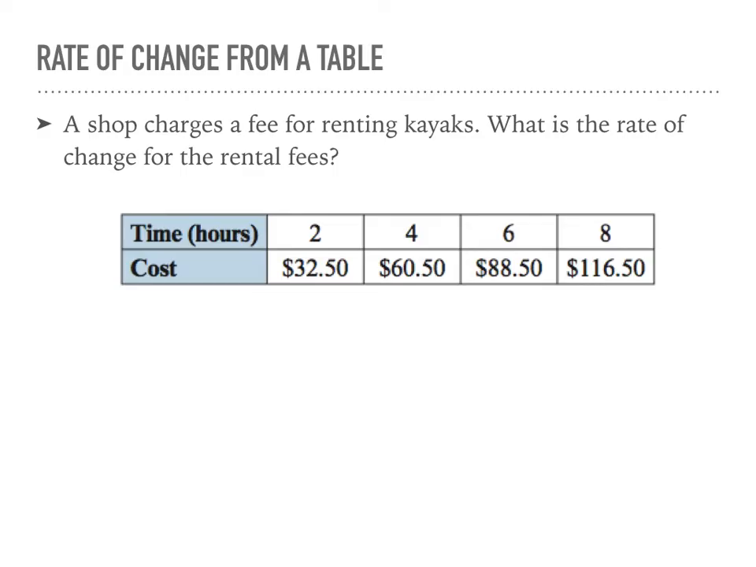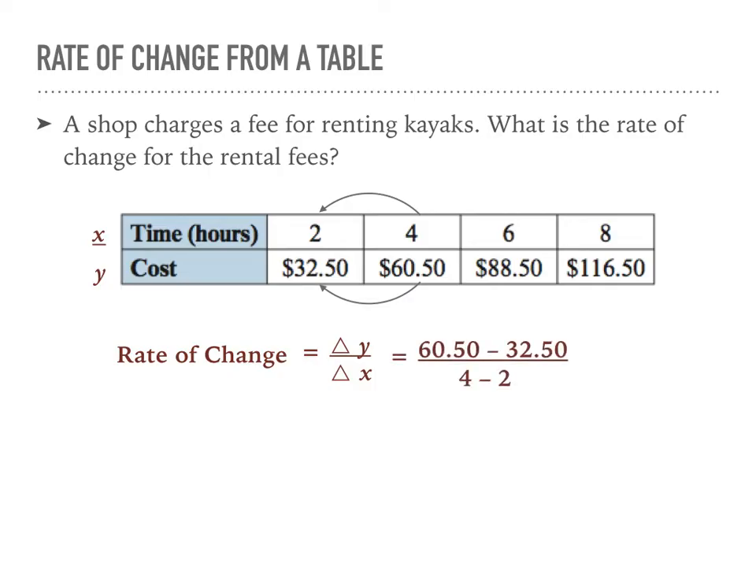So if this is a linear function, then the rate of change will be the change in y over the change in x. So we can look at any two y values and find the difference, and then any two x values that correspond and find their difference. And we get the rate of change as $28 for 2 hours, which simplifies to $14 per hour. That is the fee that this shop charges for renting kayaks.